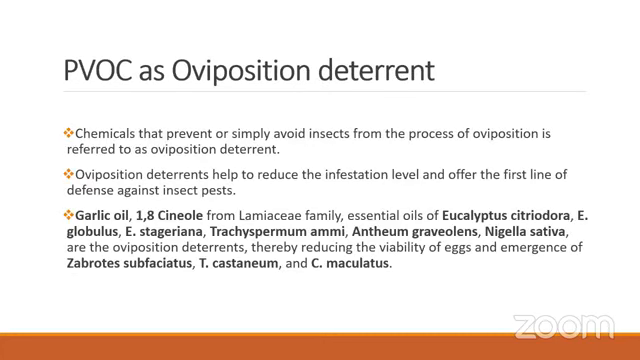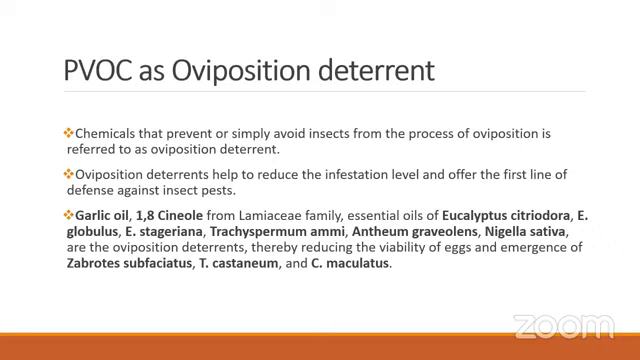Next is oviposition deterrent. As we saw previously, it was changing the behavior. Now we see oviposition deterrent. What is an oviposition deterrent? It's the chemicals that prevent or simply avoid insects from the process of oviposition, meaning the chemicals which force the insects not to lay their eggs. Oviposition is what? Laying of eggs. So they prevent them from laying eggs.